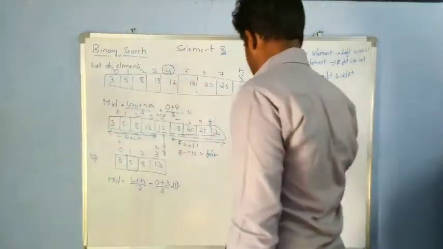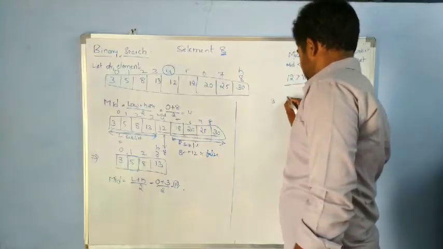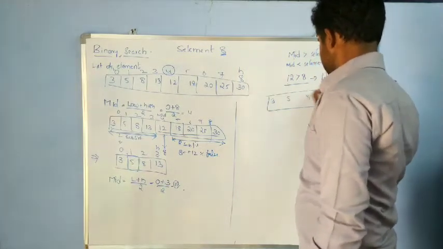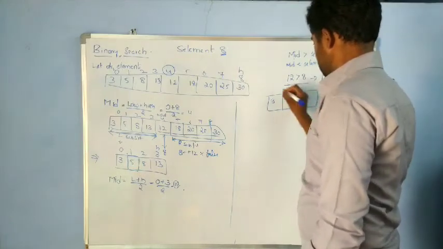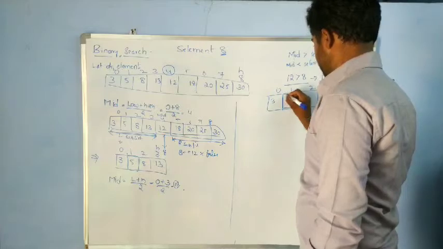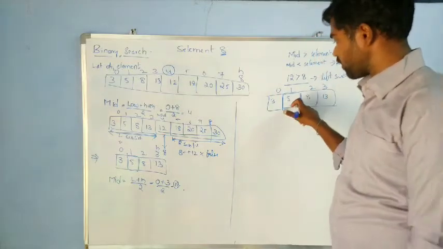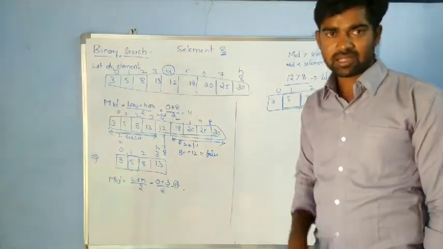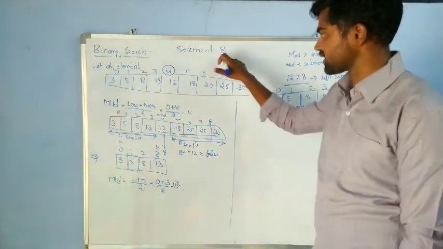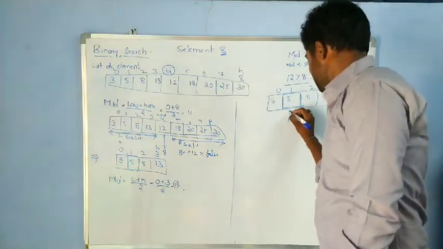Take the left sublist again: 3, 5, 8 and 13, with indexes 0, 1, 2, 3. Now this is the mid. With mid, what do we have to do here? We need to compare the element. What is the element here? The element is 5. Again compare the mid element.